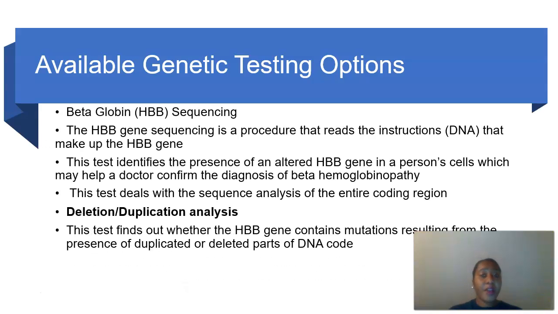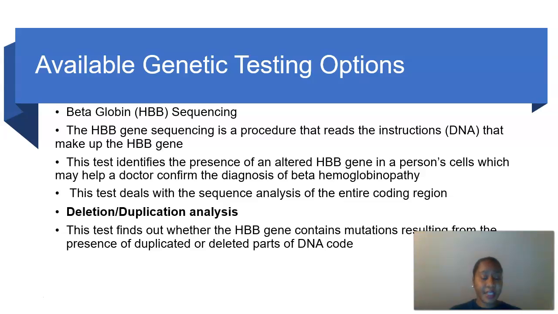There are available genetic testing options for this kind of disorder. We have beta globin HBB sequencing, which is a procedure that reads the instructions of the DNA that make up the HBB gene. This kind of test identifies the presence of a malformed, altered HBB gene in the person's cells, which may help a doctor to confirm the diagnosis of this hemoglobin pathology. This kind of test deals with the sequence analysis of the entire coding region.